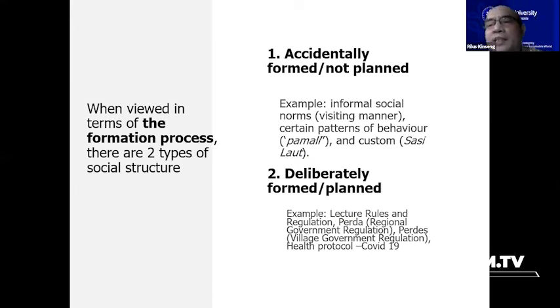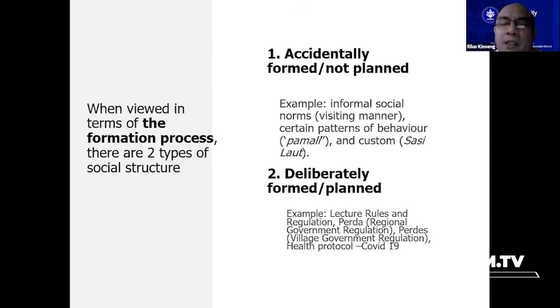In terms of how the social structure is produced, we can identify two types. One is accidentally formed or not planned. We don't plan something, but it is based on social interaction in everyday life, for example informal norms. It's usually in traditional communities or even in our society. There are many social norms that we never planned, but that just evolve and come out of everyday social interaction.